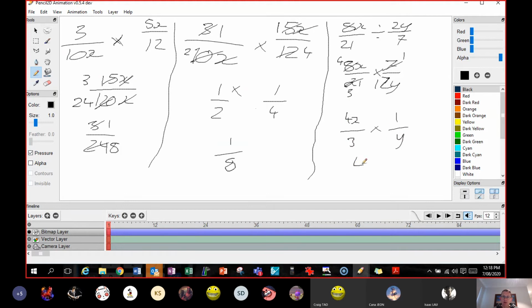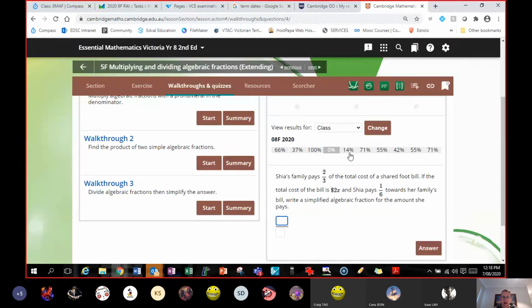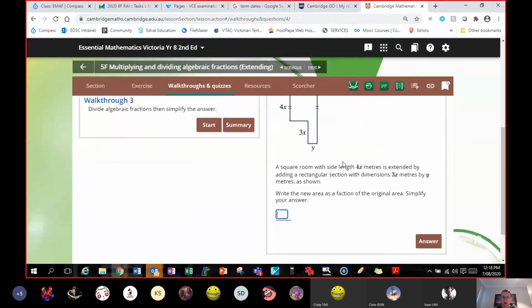4x times 1 is 4x. 3 times y is 3y. Notice I can't cancel out x and y because they're not the same thing. And that's how we get that one there. So cancelling is always a lot easier than the other one.